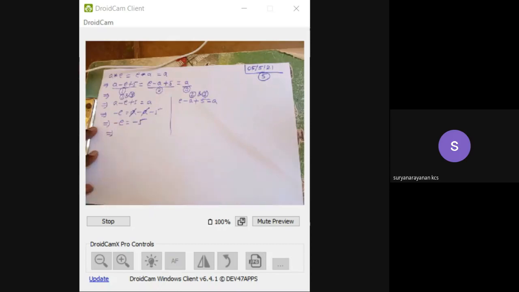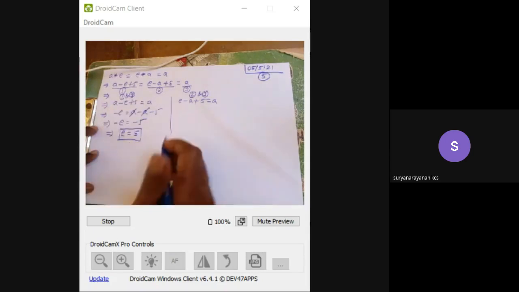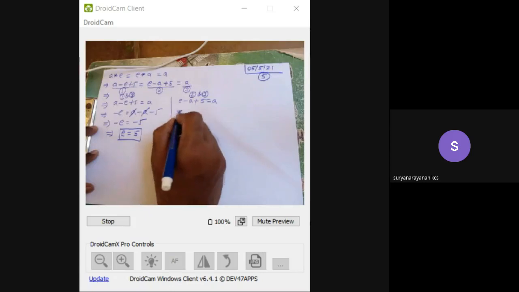From this equation, what is the E value? Can you tell me? E is equal to 5, sir. Very good, Pritika. From this equation, we got E value 5. Let us solve here also. Here also let us find the E value.